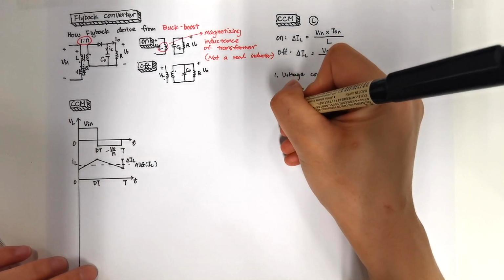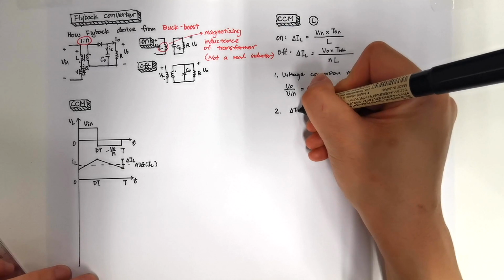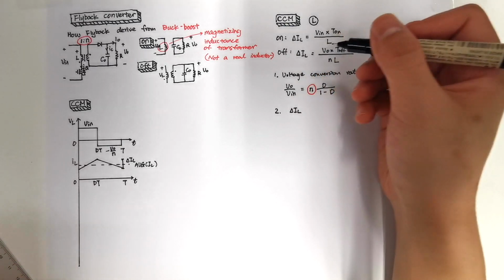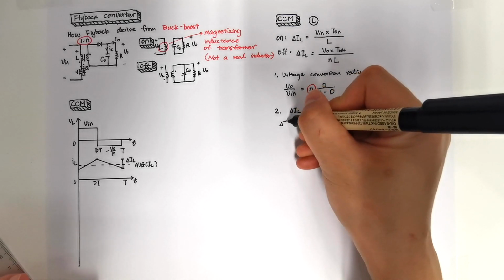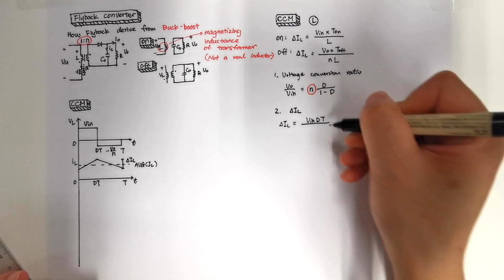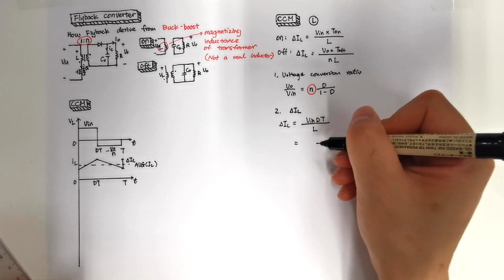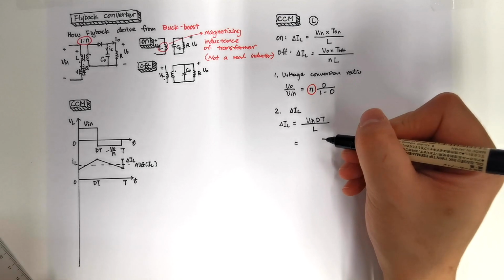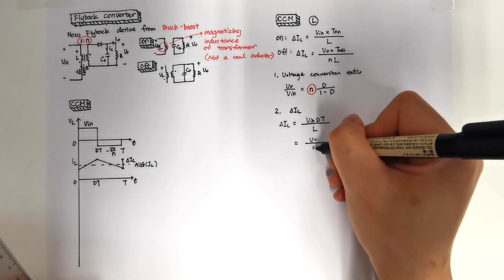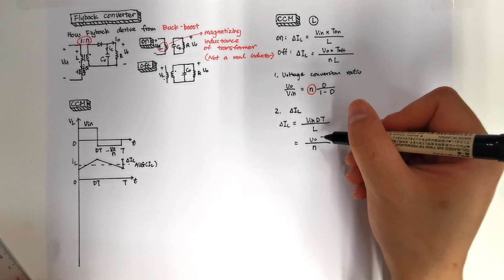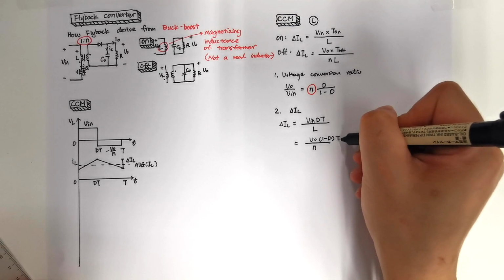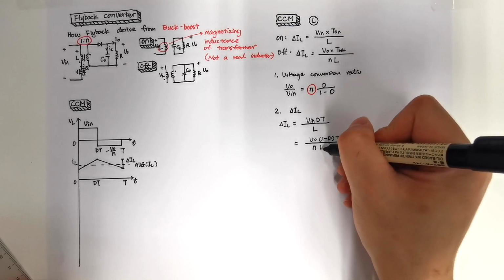The second thing is we can calculate the delta IL, and it's the same here. We already know our delta IL equals Vin times DT divided by L, and the off-state is a little bit different because our Vout is using Vout divided by N. So our delta IL in the off state is Vout times (1 minus D)T divided by NL.